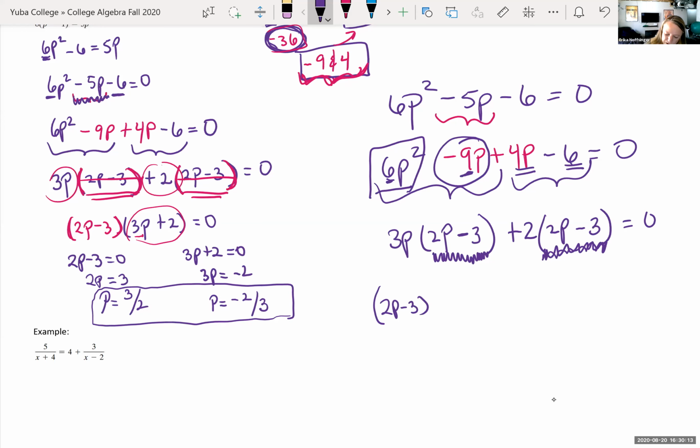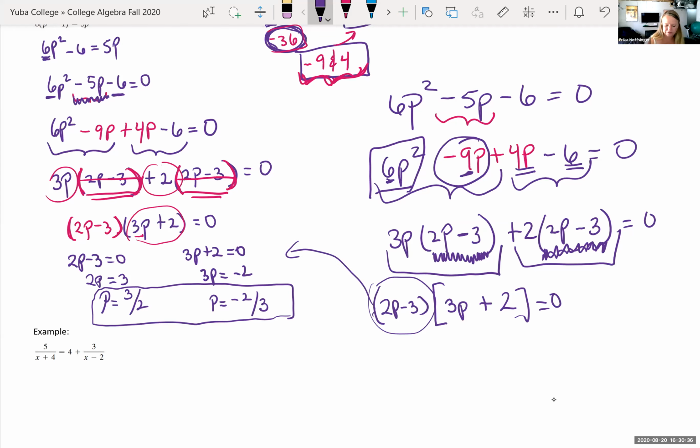Well, if you pull it out, you're trying to get this whole piece back. What you're left with is just a 3p. And then this plus, and if we pull this 3p minus, or 2p minus 3 out of this term, you're just left with that 2. And then again, you'd go back and solve.